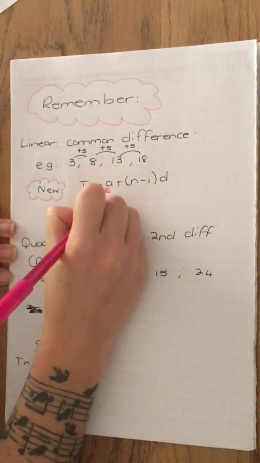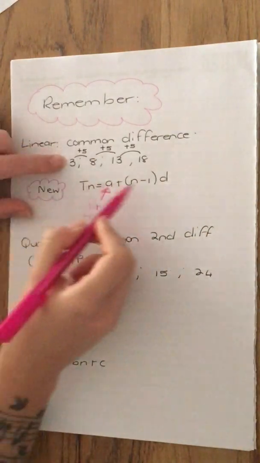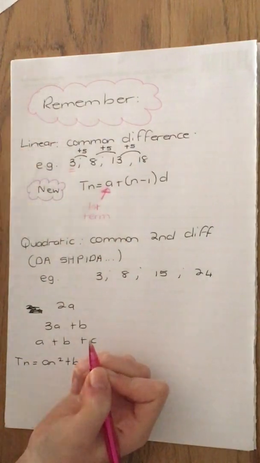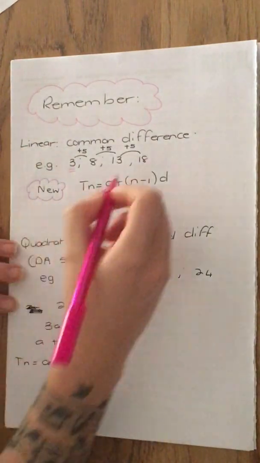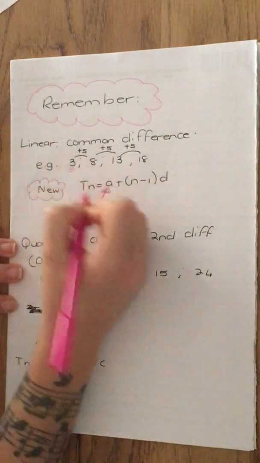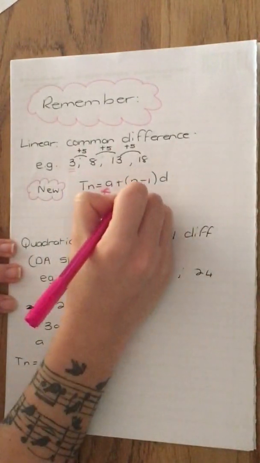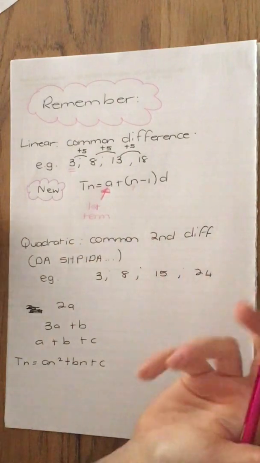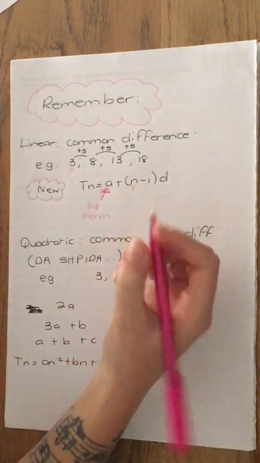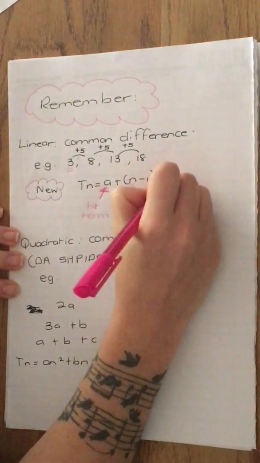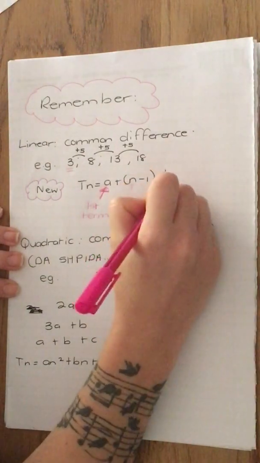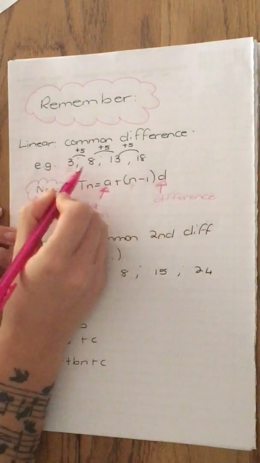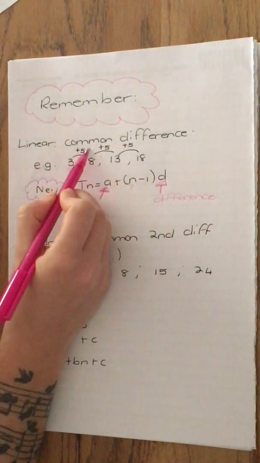Okay, so your first term is a. So in this particular example, a is 3 because that is your first term. Now remember, as per usual, Tn stands for term number, and n is that term number. So you don't have to worry about that when working out your formula. You will leave it blank. And then over here, what is d? d is your difference.